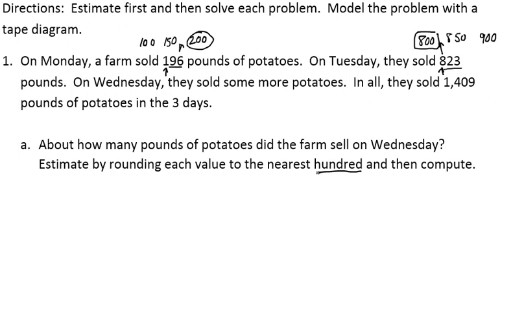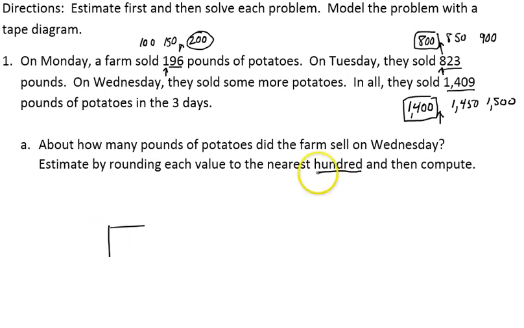And if I look at the total, 1,409, I have a 4 in my hundreds place, but I also have 1,000. That means I have 14 hundreds as my lower answer choice, or 1,400, and 15 hundreds as my higher answer choice, or 1,500. The midpoint would be 1,450. The number 1,409 falls below the midpoint, so we'll round that number to 1,400. Now that I have my 3 rounded numbers, we'll draw a tape diagram.